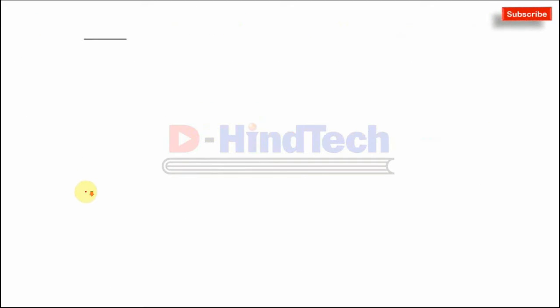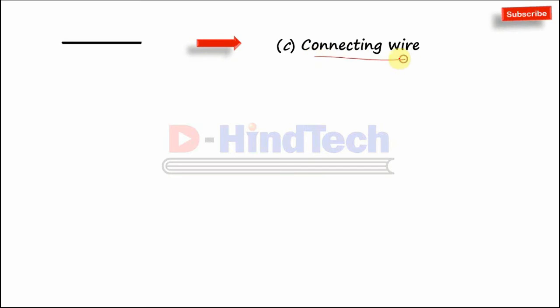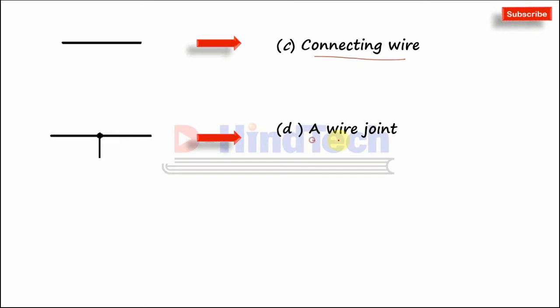Now come to the next symbol. This symbol, a horizontal line, represents a connecting wire. Next, this symbol represents a wire joint. It is a horizontal line which has one vertical line meeting at the center and forming a joint. Therefore this symbol is used for representing a wire joint in a circuit diagram.